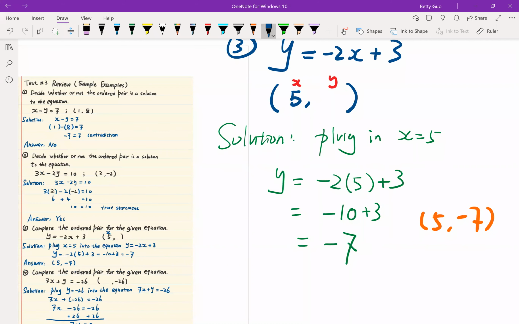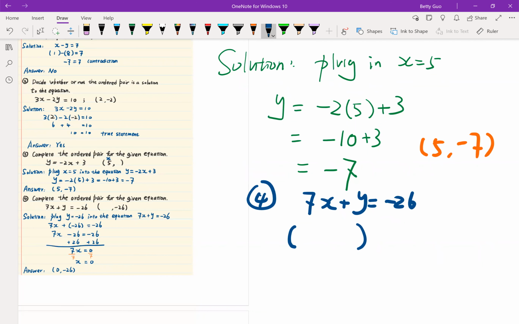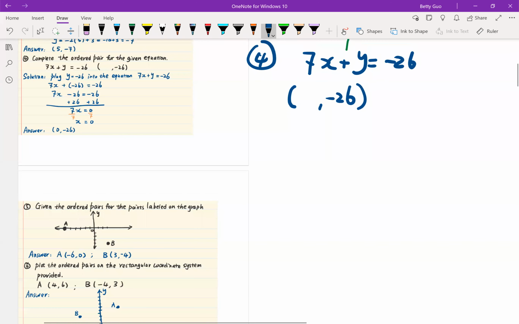Number 4 this time is similar but different. You are given an equation, and you know an ordered pair, something comma -26, is a solution of the equation. You need to find the corresponding x value. So this time you are given the y value. You need to find the corresponding x value. The equation is 7x plus y equals -26.